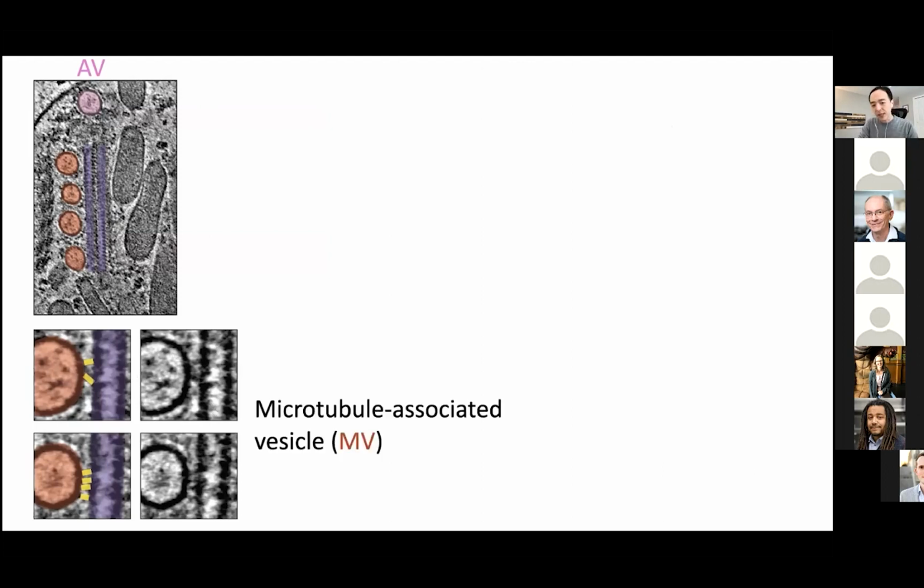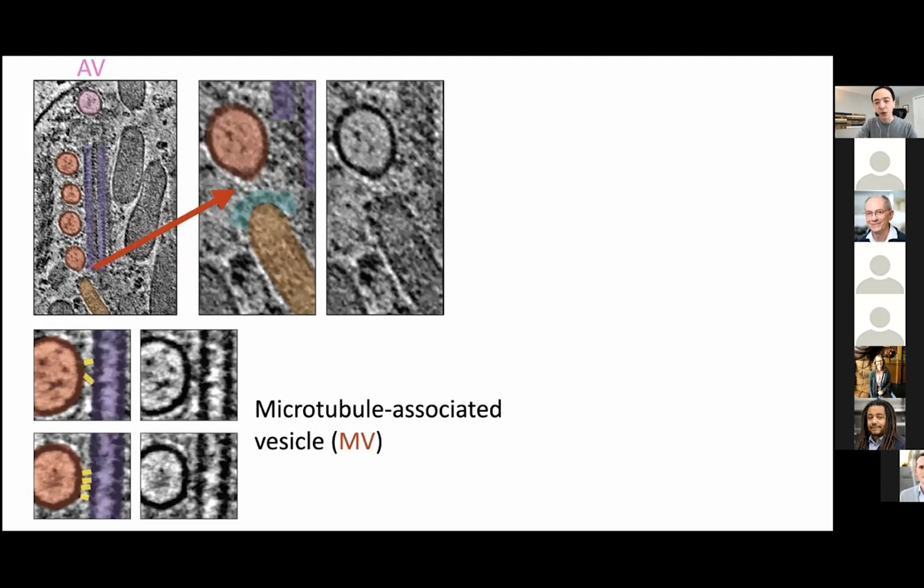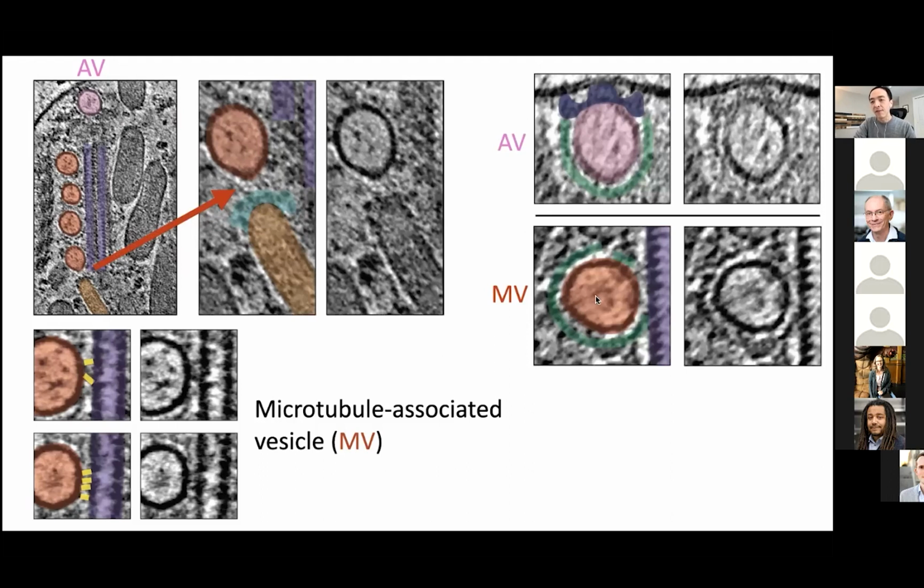And so that's the reason we start to call those vesicles microtubule associated vesicles, or MVs. Interestingly, in some other tomograms, we can actually see those undocked rhoptry tips. Instead of interacting with the AV, they seem to associate with those MVs. The AV and MV have very similar shape and size, even a similar layer of coating on the surface. So all those observations allow us to hypothesize that maybe those MVs are precursors of AV.